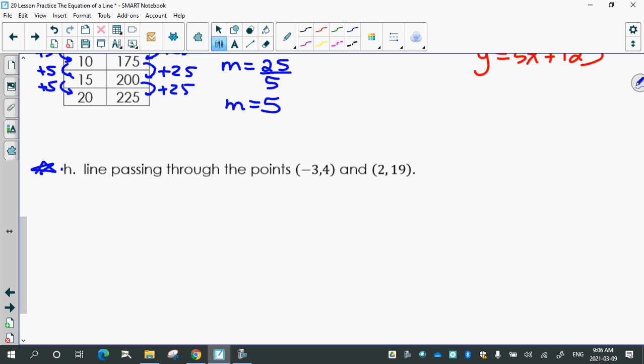So that means I have to know that this is the point 1, so x1, y1, and this is x2, y2. So I'm going to find my slope first, using the slope formula.